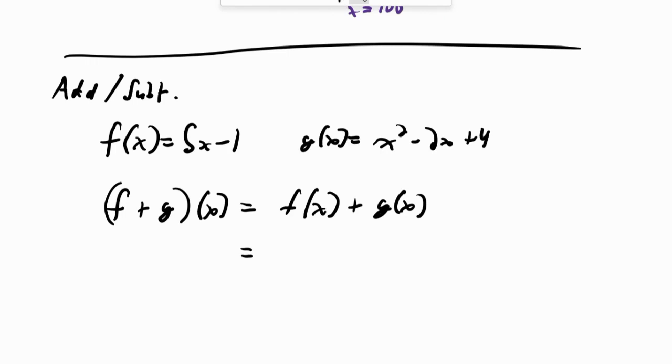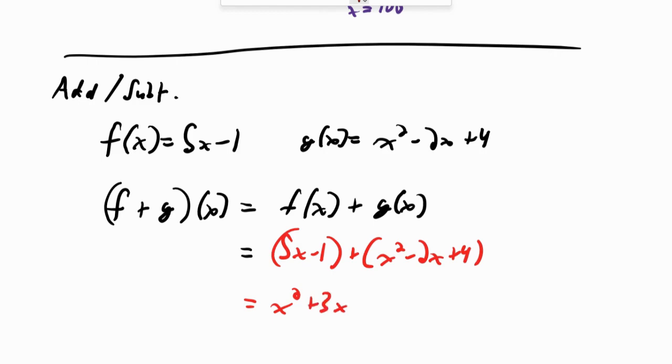Coming back, this would be equal to, well, let's actually write this out. It's 5x minus 1 plus x squared minus 2x plus 4, or x squared plus 3x plus 3.